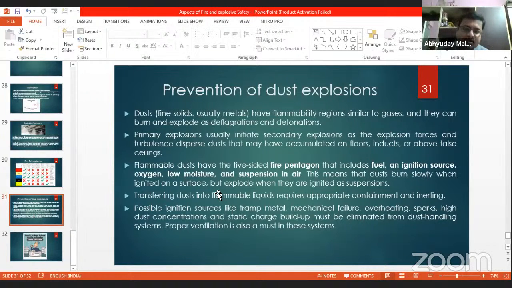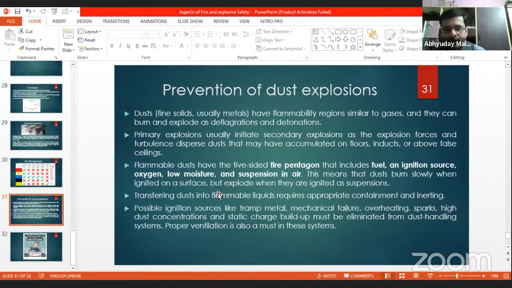Now, flammable dusts follow the fire pentagon, not the fire triangle, not the fire tetrahedron, but the fire pentagon. What? Fuel, that is the dust, ignition source, oxygen. The other two factors that lead to dust explosions are low moisture, that is dryness, and if the dusts are suspended in air.